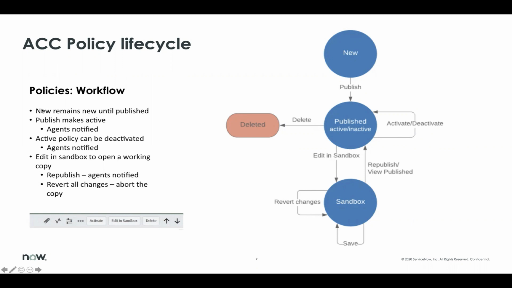So the policy is new. It's in the workflow. You have to make it active and publish it. It can be deactivated once it's active. You can set a filter to decide where it gets rolled out, where it doesn't get rolled out. And then you can even abort it with a revert all changes. So these are the simple buttons that you have.